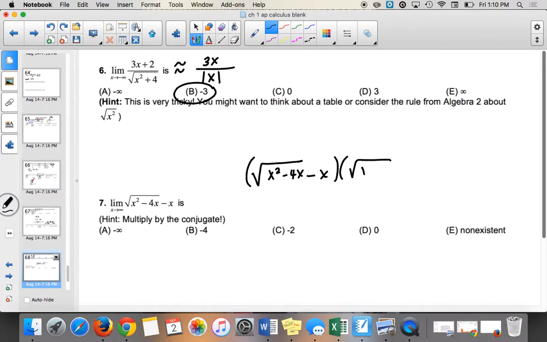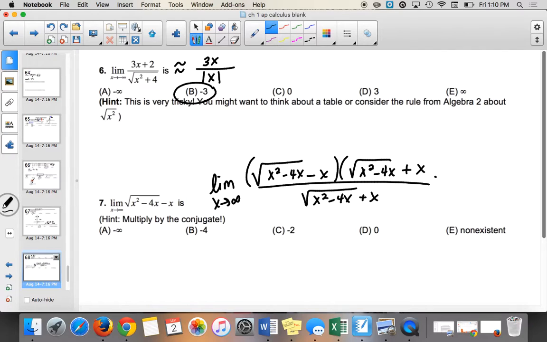So we're going to multiply by the square root of x squared minus 4x plus x, all over the square root of x squared minus 4x plus x. So on the top, we get x squared minus 4x minus x squared. Close the parentheses. Does that bother you, OCD? Yeah. And then the bottom is the square root of x squared minus 4x, and then the plus x there. So on the top, x squared minus x squared, that goes away.